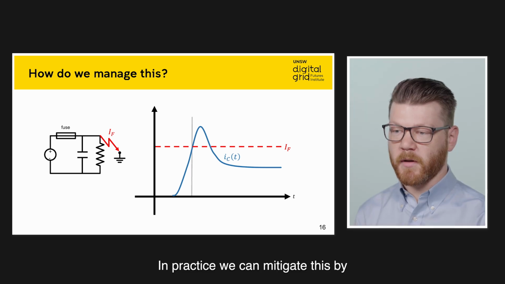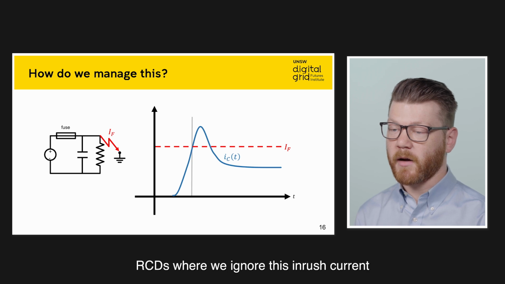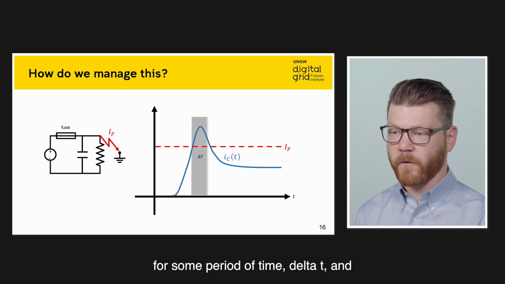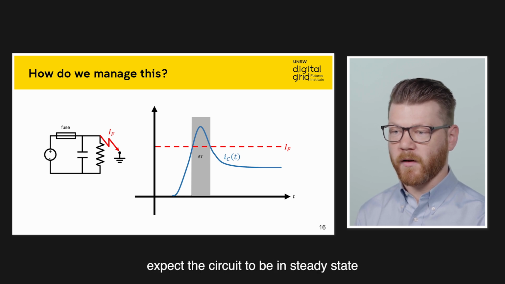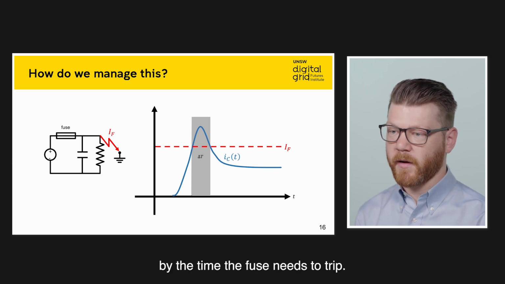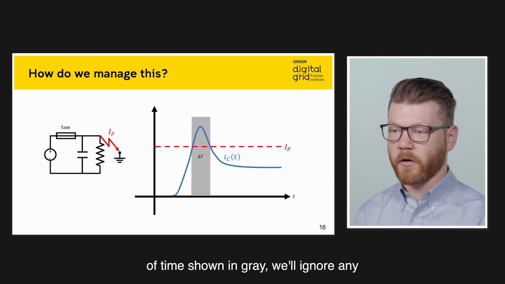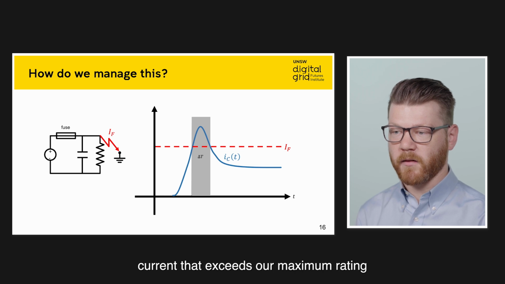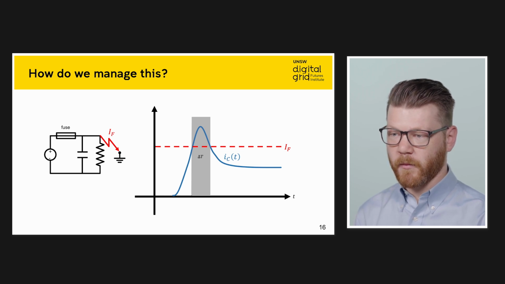In practice, we can mitigate this by using sophisticated timing circuits or RCDs where we ignore this inrush current for some period of time, delta t, and that time will be tuned such that we expect the circuit to be in steady state by the time the fuse needs to trip. So if a fault is present for this block of time shown in grey, we'll ignore any current that exceeds our maximum rating, and then we can trip the fuse just after.